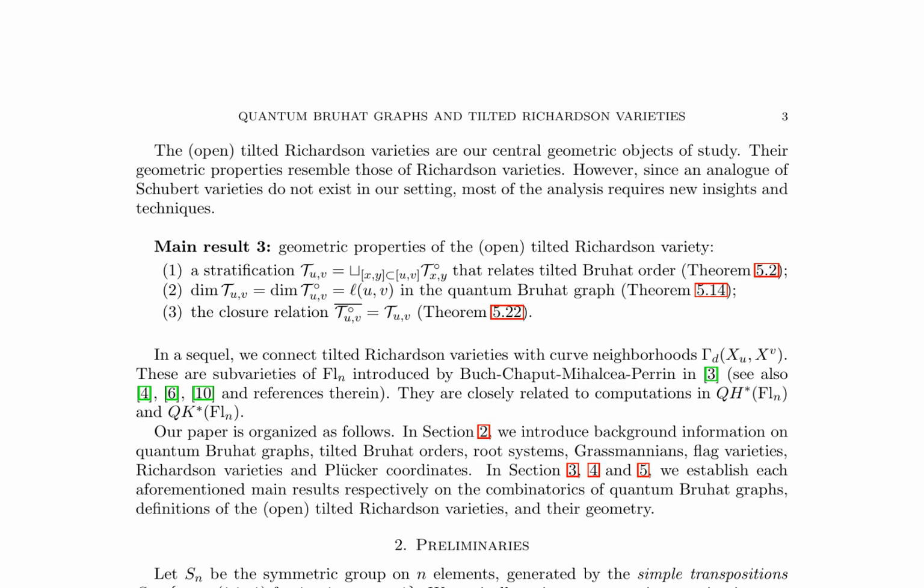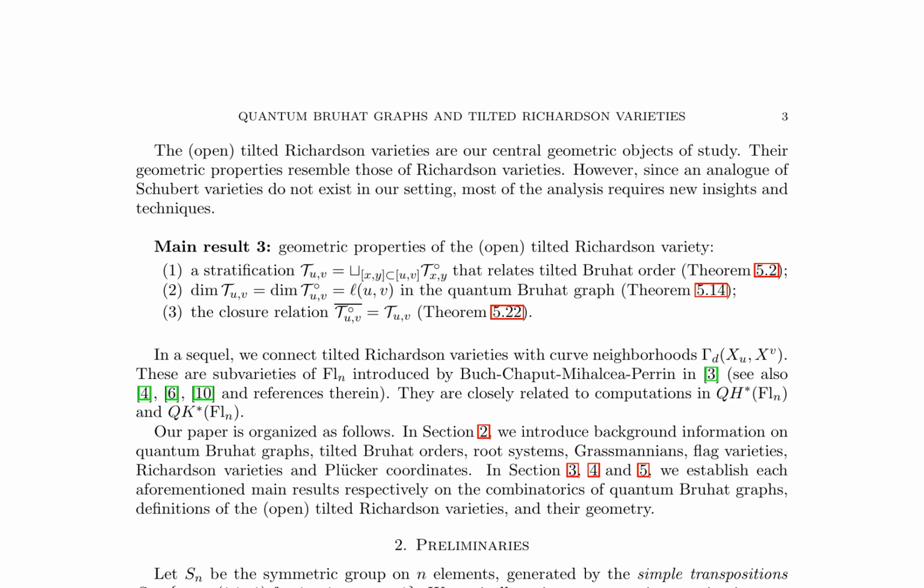The paper discusses the concept of quantum Bruhat graphs and tilted Richardson varieties, which are central geometric objects in the study. A quantum Bruhat graph is a weighted directed graph on the symmetric group S_n, with two types of edges, one with weight 1 and another with weight q_ij. The latter occurs when there is an inversion between elements i and j in the permutation w.